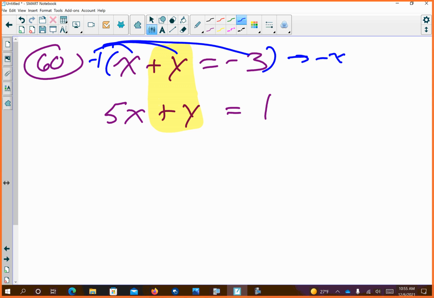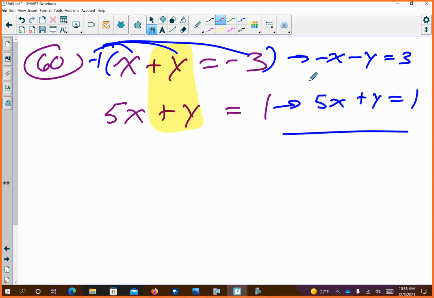So I'm going to get negative x minus y equals 3. Other equation stays as is. Add these together. So I'm going to get 4x is equal to 4. Divide by 4. Hey, x is equal to 1.